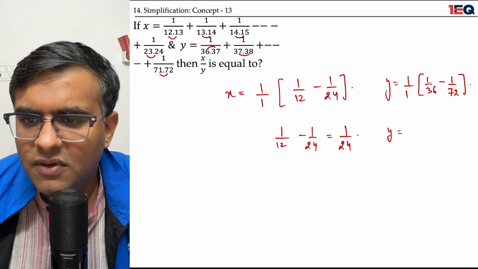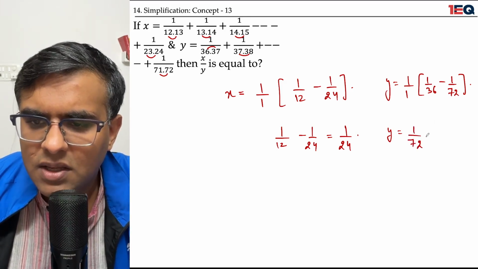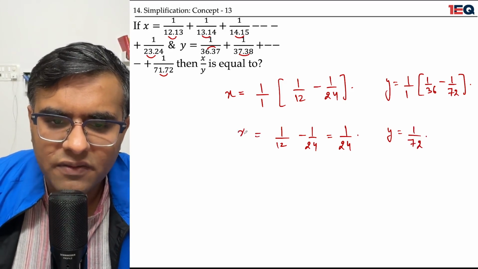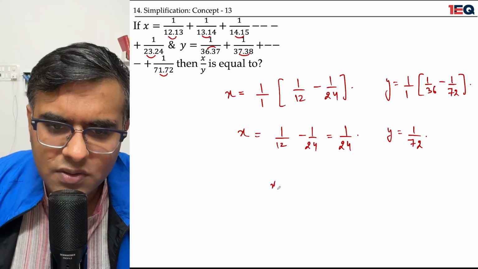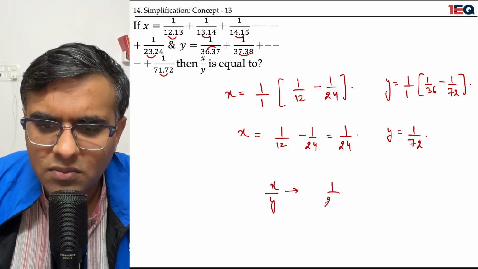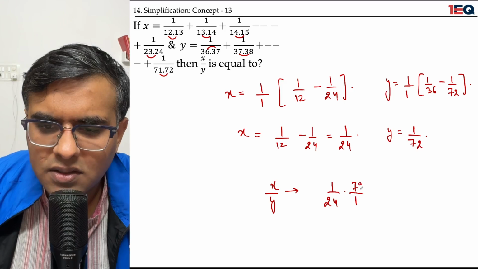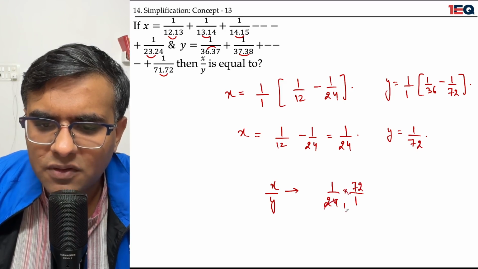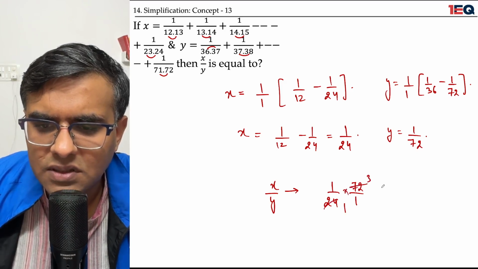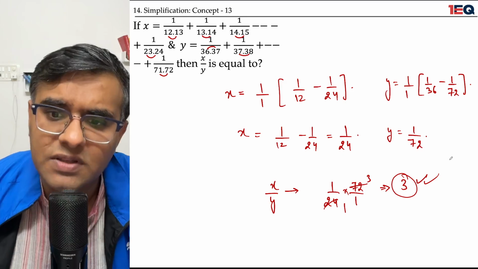For y, again 1 by 36 minus 1 by 72 would give me the answer as 1 by 72. This is the value of x and this is the value of y. So whenever I talk about x upon y, the value of x is 1 by 24 and the value of y is 1 by 72. Okay, so 24 ones are 24 and 24 threes are 72. So my answer is 3 for this particular question.